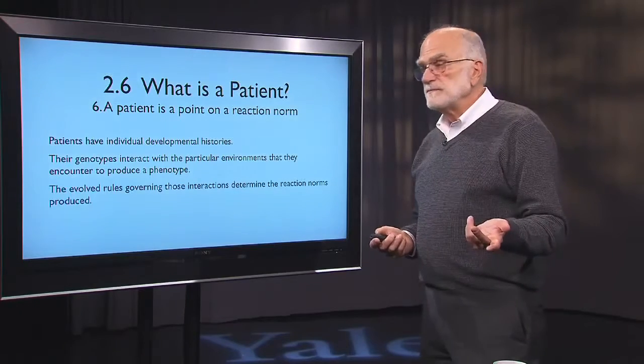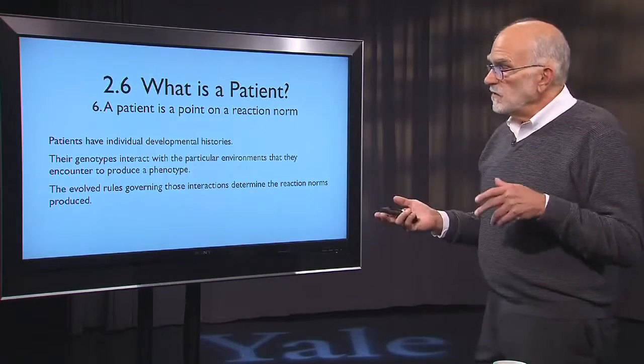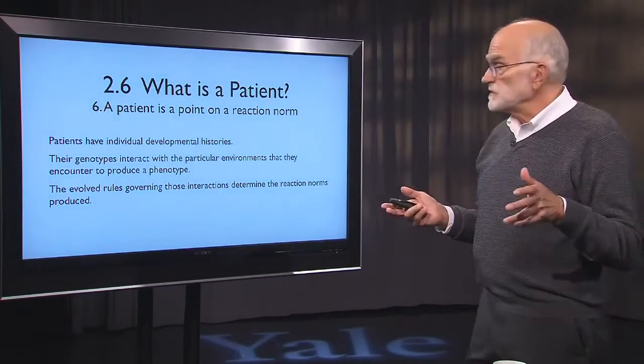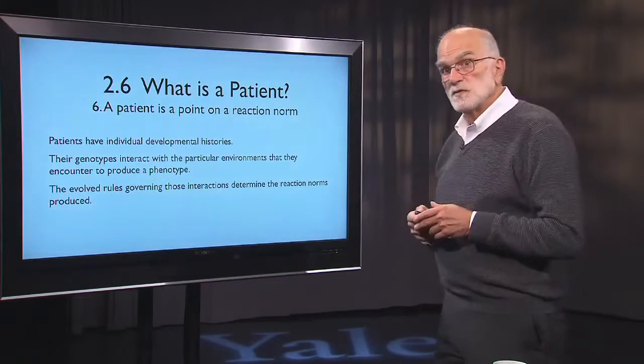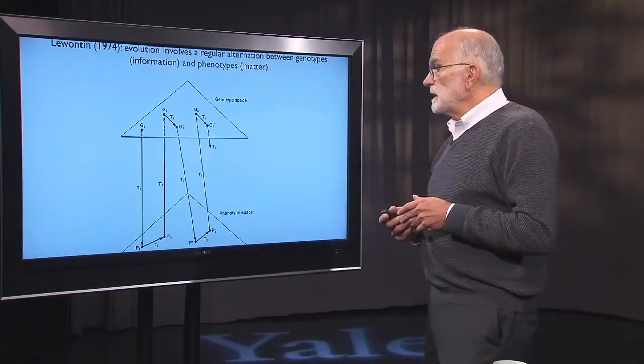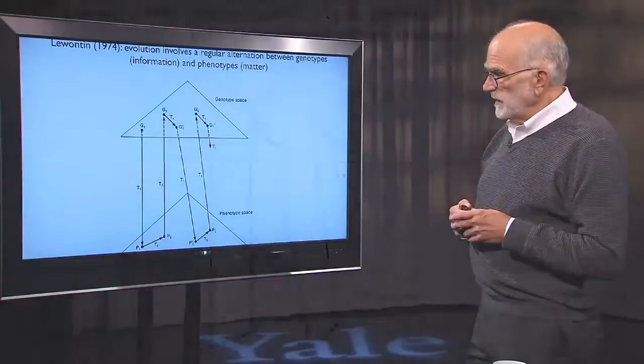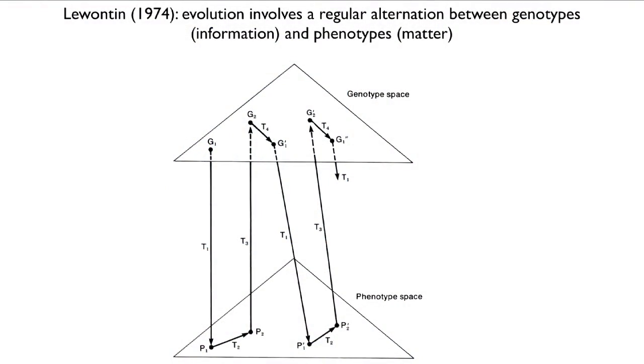Their genotypes interact with those particular histories to produce the phenotype. There are evolved rules that govern those interactions, and those rules determine the reaction norms that are produced. And here is an abstract way of trying to visualize what's going on. We owe this to Dick Lewontin from his 1974 book.